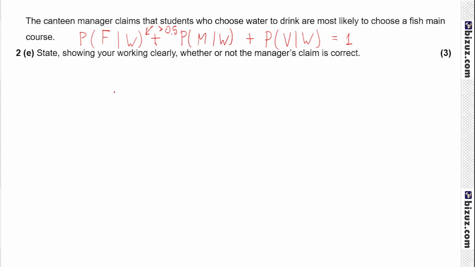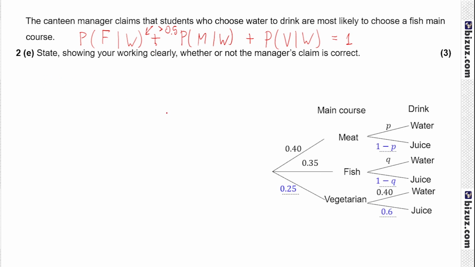So first, let's bring up the tree diagram as reference again. So this is the tree diagram. Now, the probability of f given w, according to our conditional probability formula, is the probability of f intersection w divided by the probability of w. Now, the probability of f intersection w, as we have seen before, is just going through this path. So it's the probability of 0.35 multiplied by q.